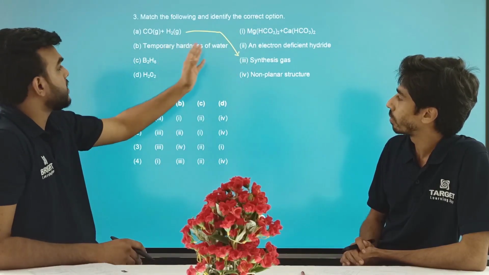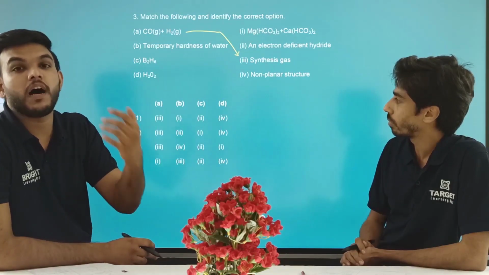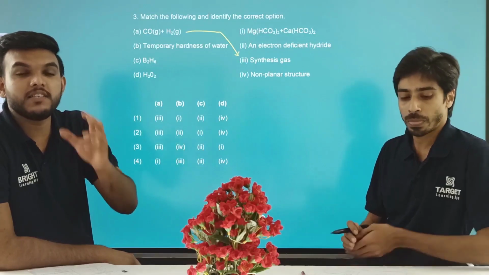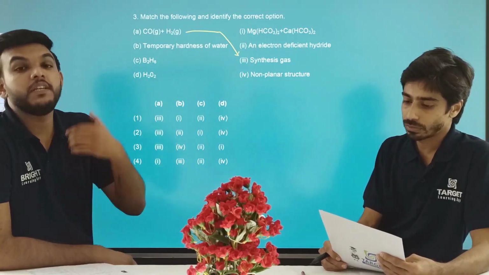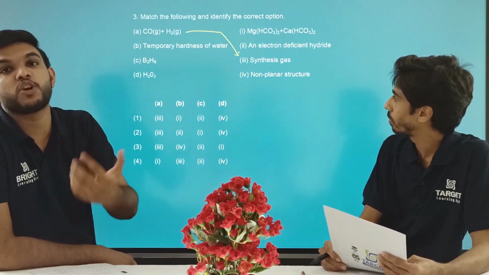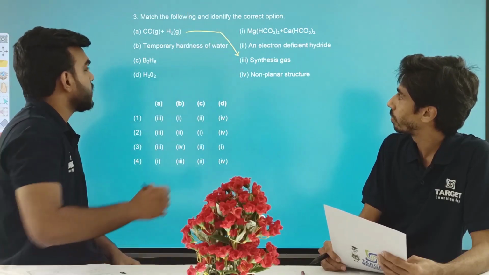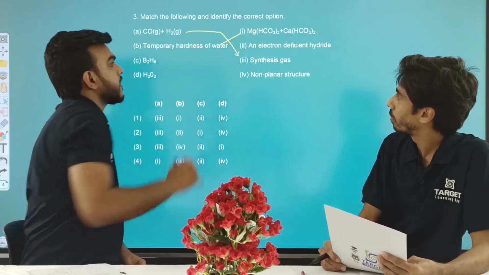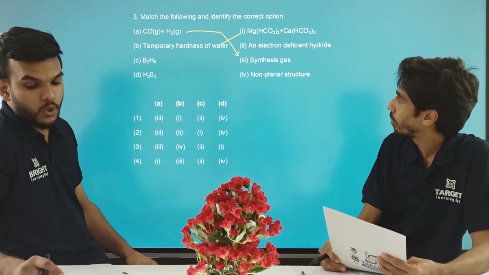And you know the concept of temporary hardness and permanent hardness that we studied in the chapter hydrogen. The temporary hardness is due to calcium or magnesium bicarbonates, and the permanent hardness is due to calcium or magnesium sulfates and chlorides. But here it is given the temporary hardness of water, so we get the concept of Mg(HCO3)2 plus Ca(HCO3)2.